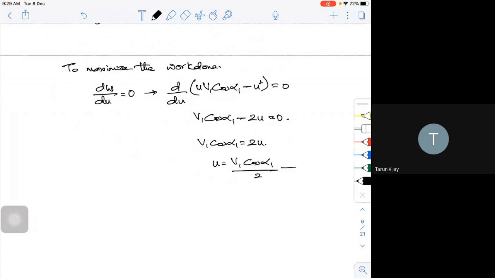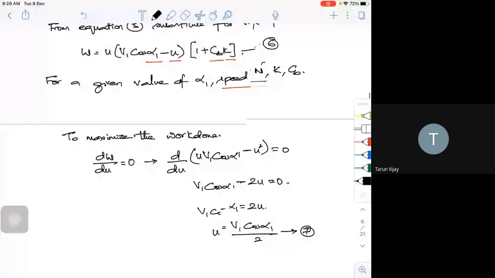So let me call this expression number 7. For the maximum value, if you want to get the maximum work done, your u will be equal to v1 cos alpha 1 by 2. Substitute this value of u in my equation 6, and I will get the expression for the maximum work done.